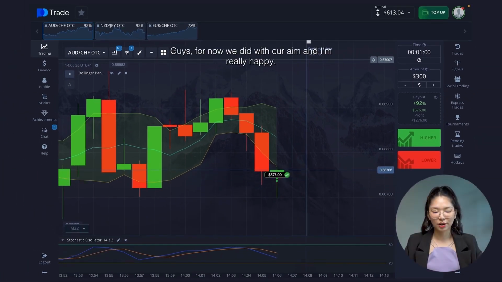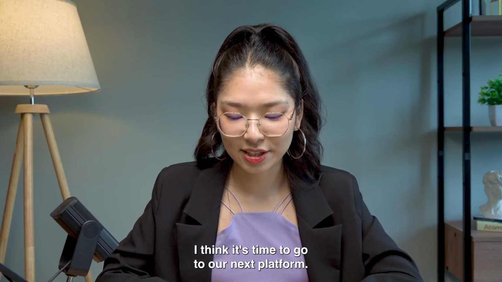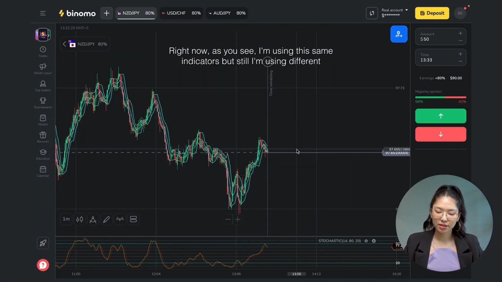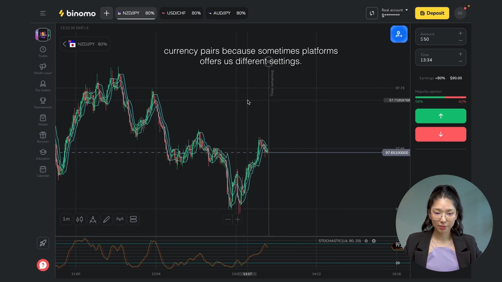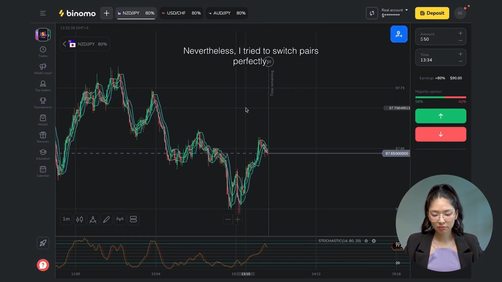Guys, for now we did our aim, and I'm really happy, and that's because I think it's time to go to our next platform. So guys, welcome to the third and the last platform for today, Binomo. Right now, as you see, I'm using the same indicators, but still I'm using different currency pairs, because sometimes platforms offer us different settings. Nevertheless, I try to switch pairs perfectly.